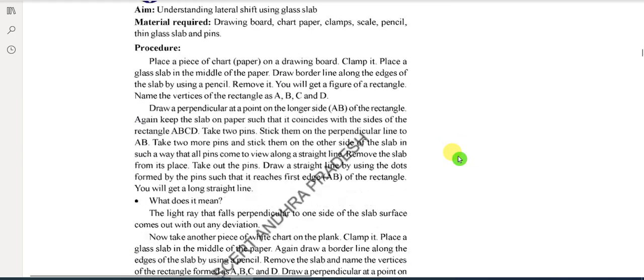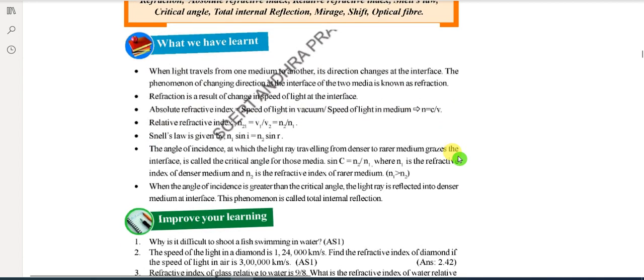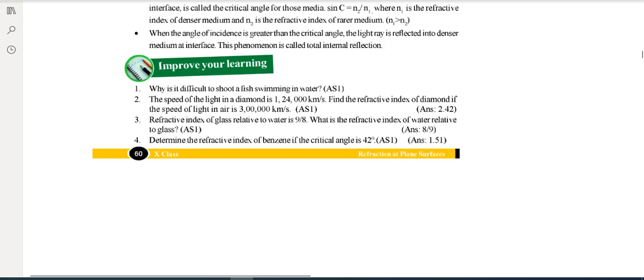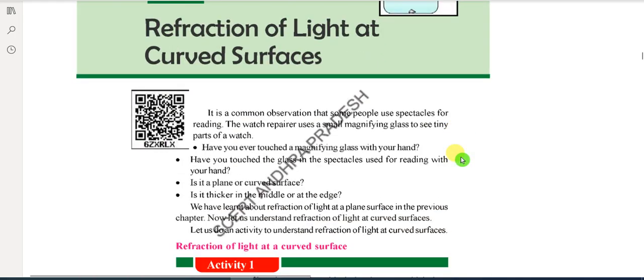And glass slab, I am telling this for average students. Okay now. And Snell's law, it is very, very important. n1 sin i equals n2 sin r. Okay, so, and the next lesson, refraction of light at curved surfaces.